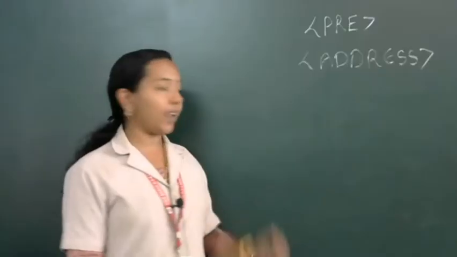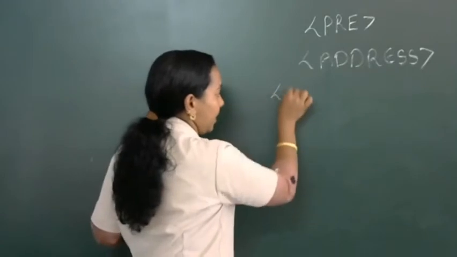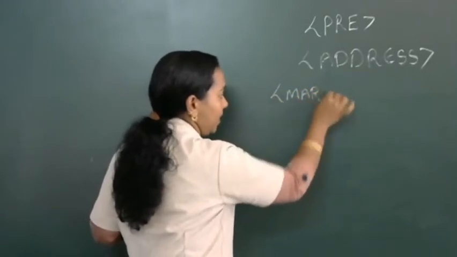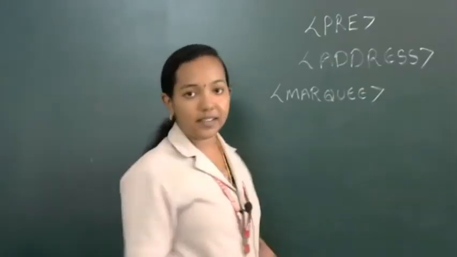So this is the second tag called address. The next one, the third tag, is very important: the marquee tag.